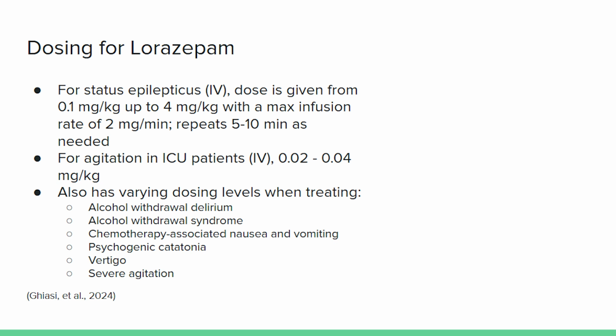And some other treatments that would have varying administration routes and therefore varying dosage levels include alcohol withdrawal syndrome, alcohol withdrawal delirium, chemotherapy associated nausea and vomiting, psychogenic catatonia, vertigo, and severe agitation.